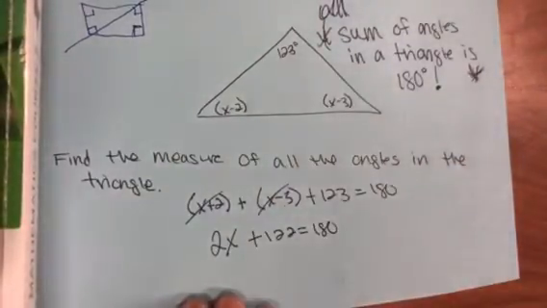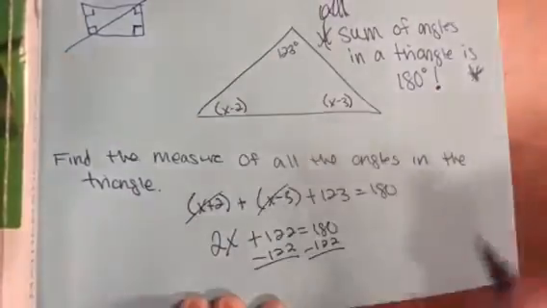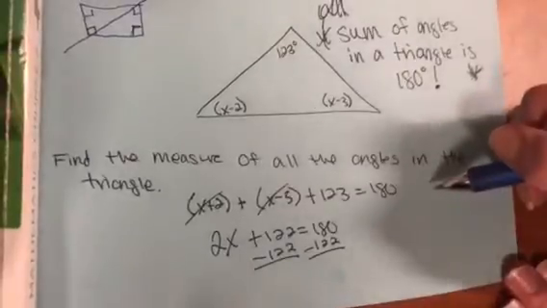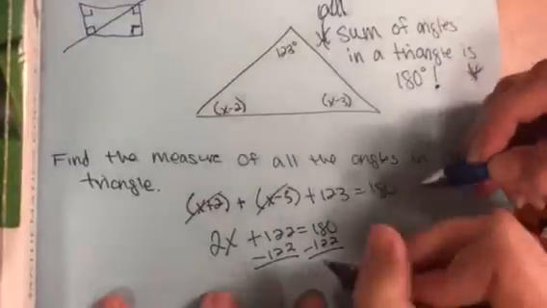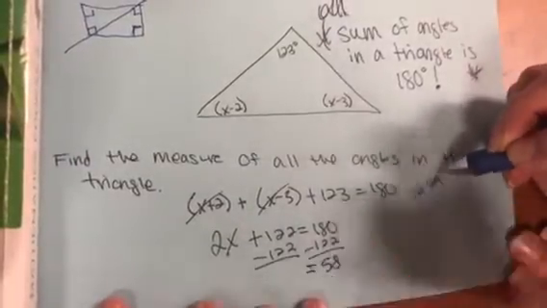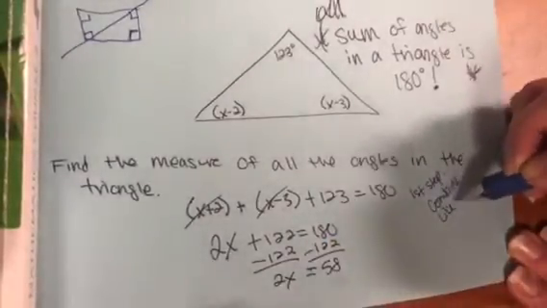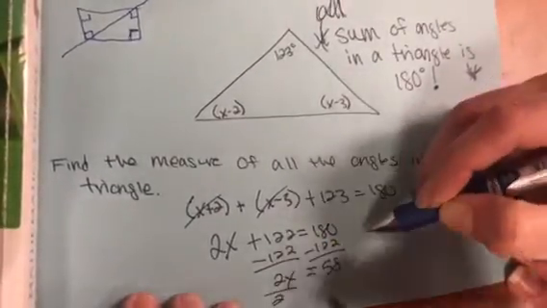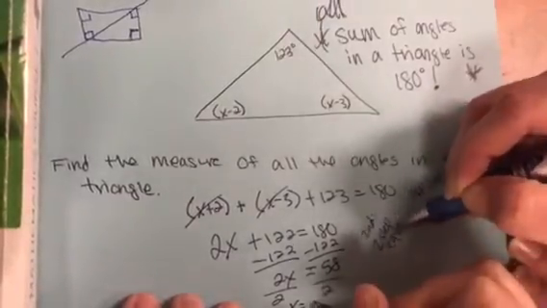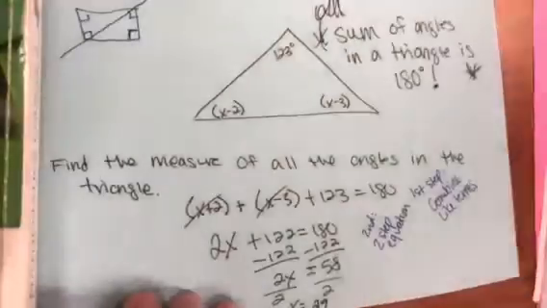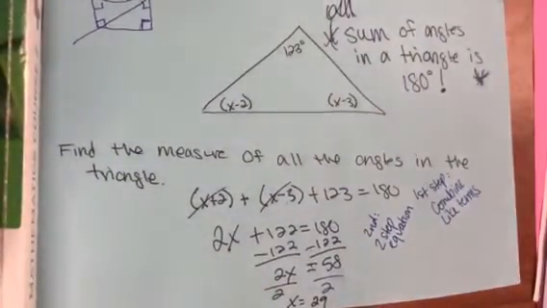It looks good to go. Subtract 122. 180 minus 122 is? 180 minus 120 is 60, and 60 minus 2 is 58. Then I'm going to divide by 2. So x is going to equal 29. Divide 58 by 2, yes, 29. Good job.